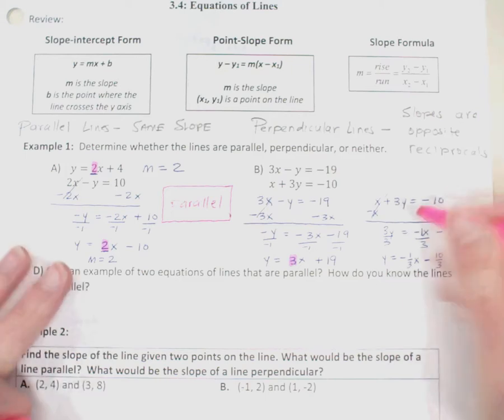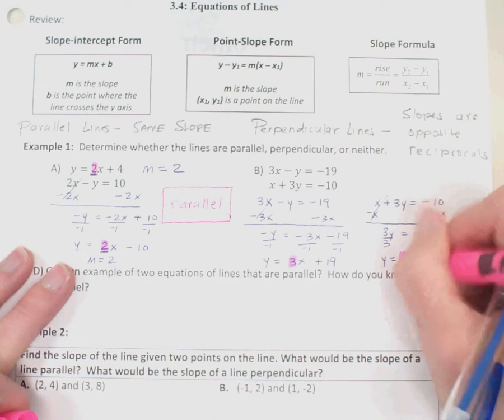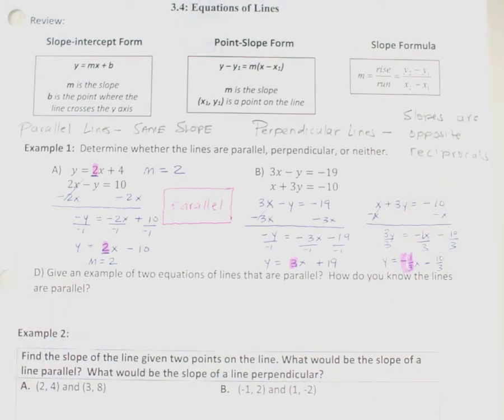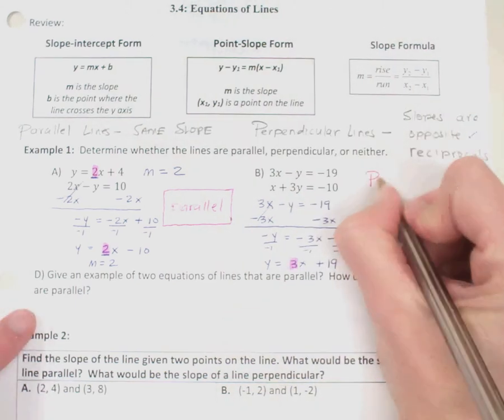Okay, so the slope of this line is negative 1/3. Now, they're definitely not the same, so the two lines are not parallel. Okay, but here's what we need to notice. 3 is positive, the 1/3 is negative, so they are opposites. 3 as a fraction is 3 over 1. If I flip that, I get 1 over 3. So this is an example of two slopes that are opposite reciprocals, and therefore these two lines are perpendicular.